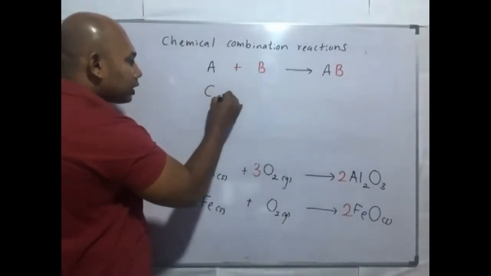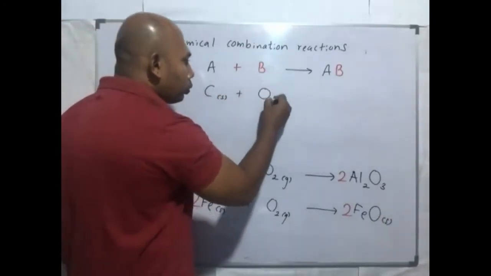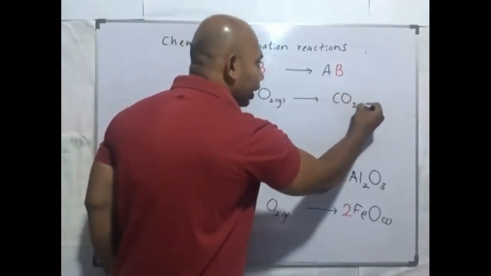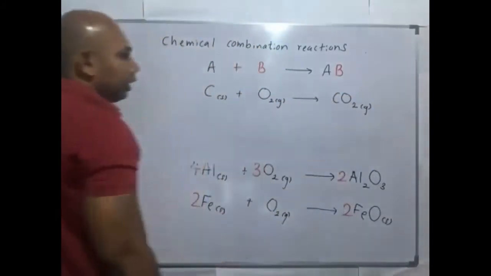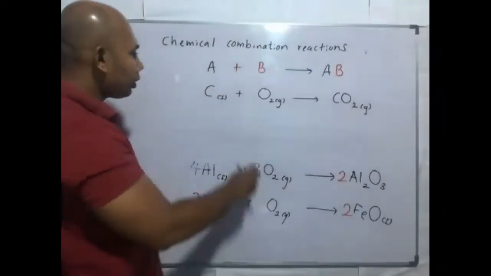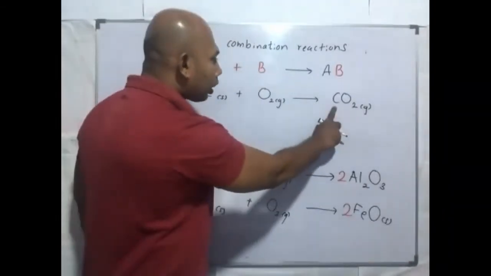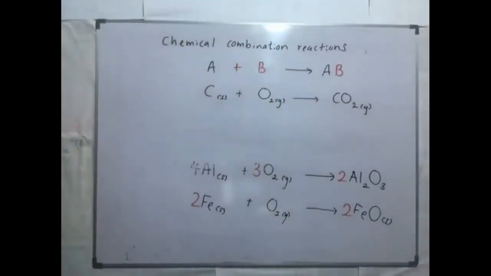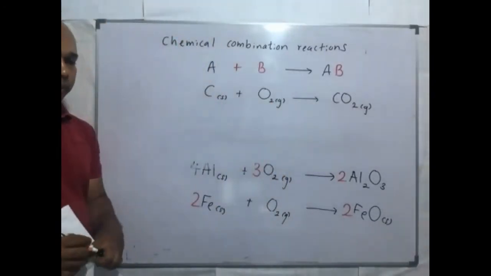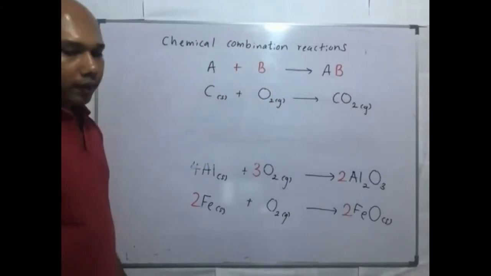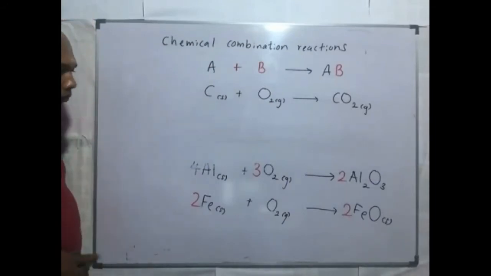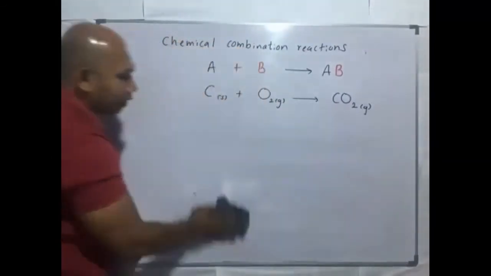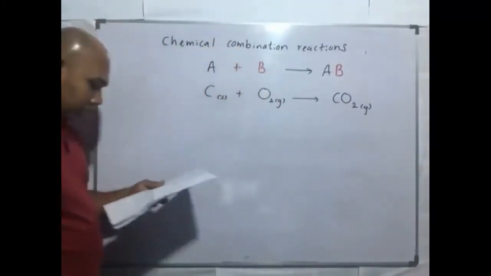Carbon is a solid. O2 gas. Then forms carbon dioxide gas. It is a balanced chemical reaction. 1 carbon to 1 carbon, 2 oxygen to 2 oxygen. Write the reaction. Then if you can, write the other reaction.